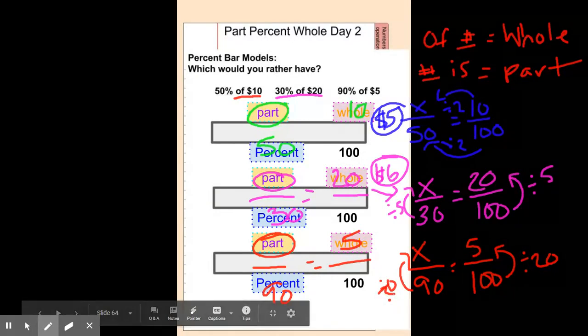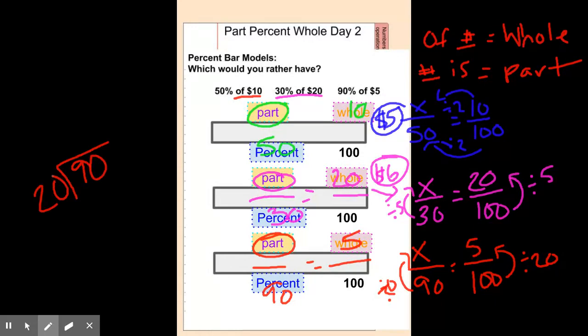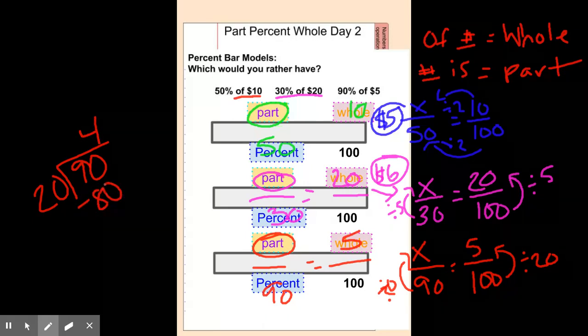So I'm going to do it over on the left side here. We're going to do 90 divided by 20. Remember, if they both end in a 0, we can take the 0 off or we can leave it. With 20 and 90, it's kind of easy. So 20 goes into 90 4 times. 4 times 20 is 80. We're left with 10, so we need to add a decimal and a 0 and bring it down. And 20 goes into 100 5 times. 5 times 20 is 100. So our answer is $4.50.